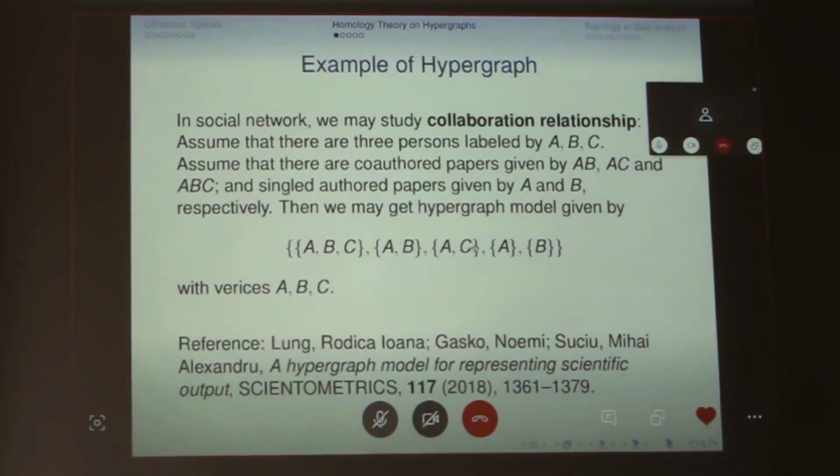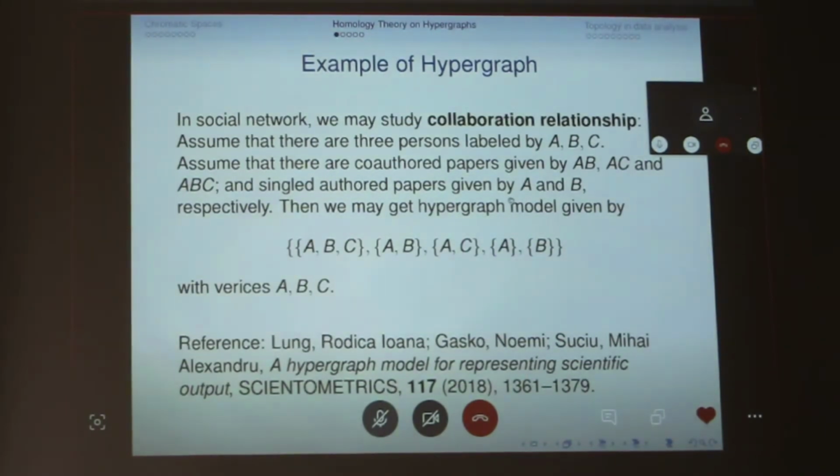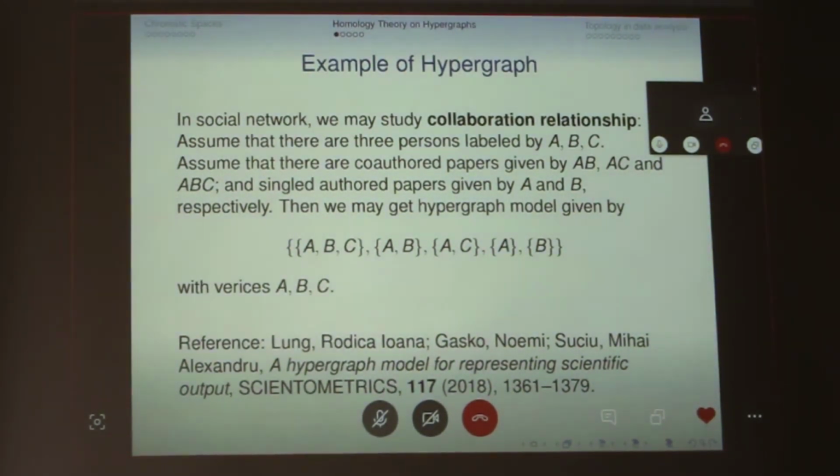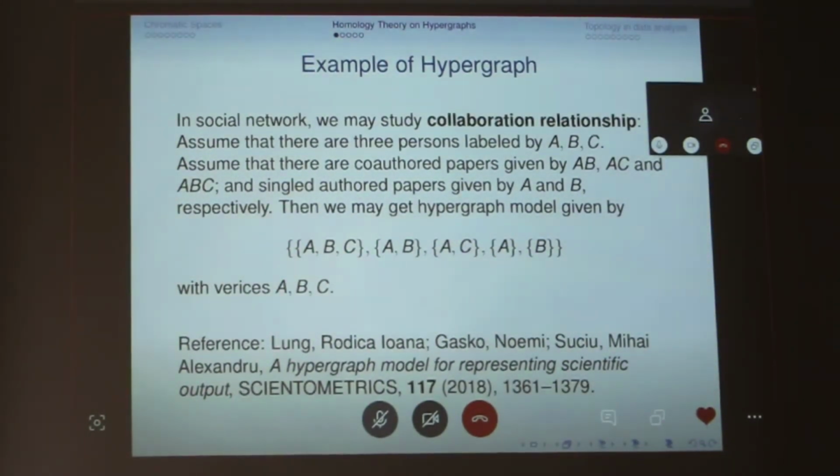Here is a typical example, a collaboration relation. They try to study the relationships of collaboration, like co-authorship of papers among A, B, C. It's possible that ABC have a co-authored paper, AB has, AC has, but BC does not have a co-authored paper, and AB maybe has its own paper, while C has no own paper.